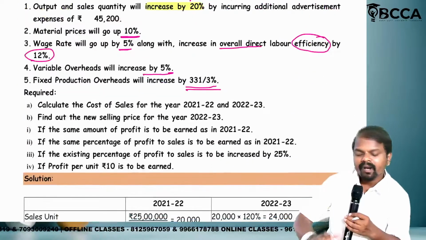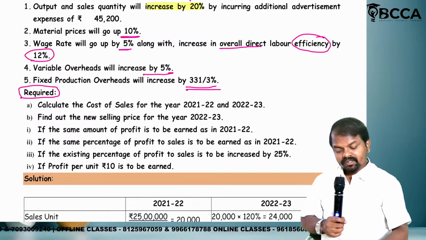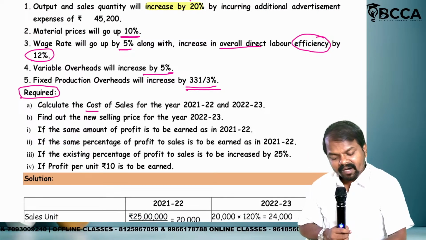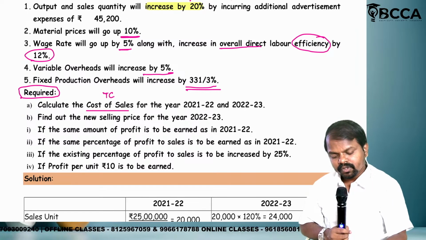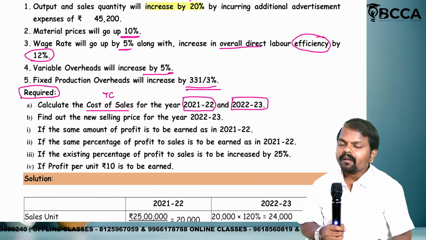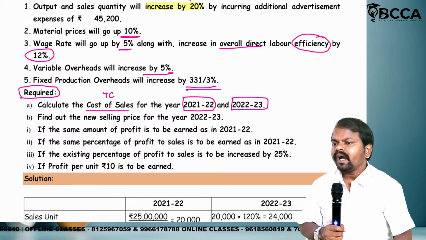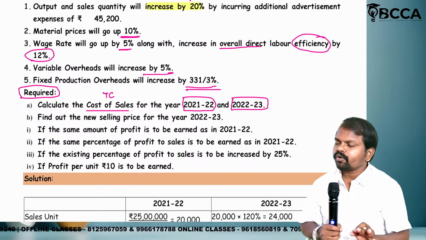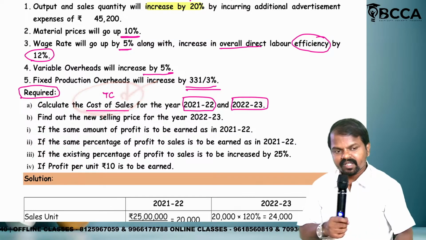33.3333%. What are they asking? You are required to calculate cost of sales, meaning total cost, for which year? 21-22. I want the projected cost sheet. I don't want it up to sales, up to total cost is enough, because the question paper is asking only up to total cost.